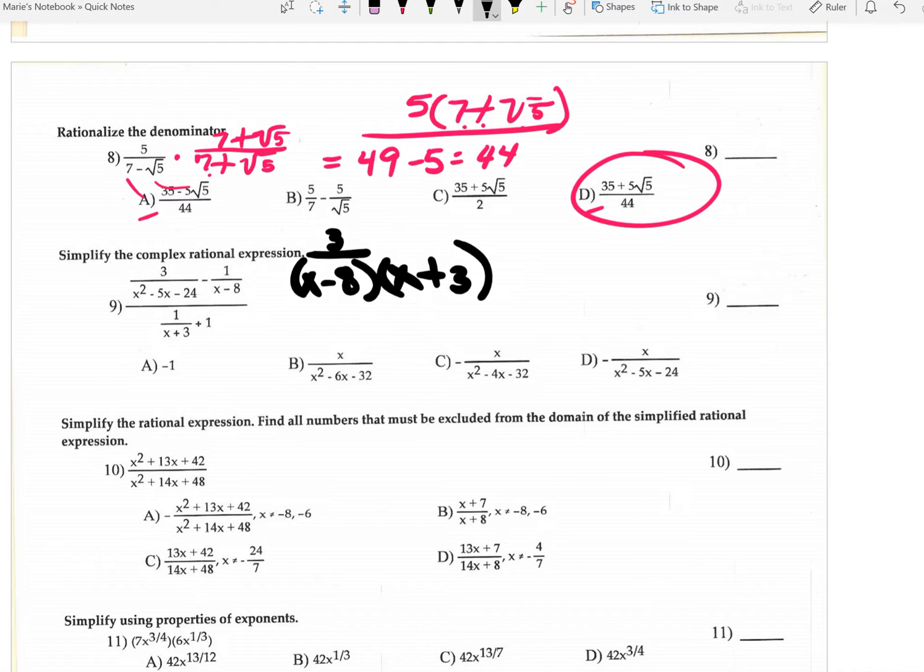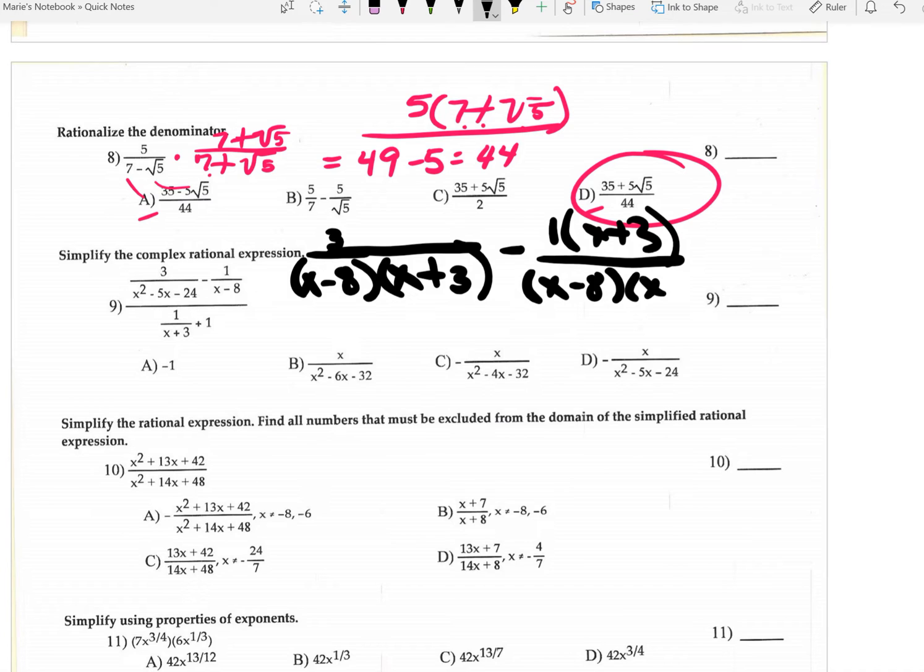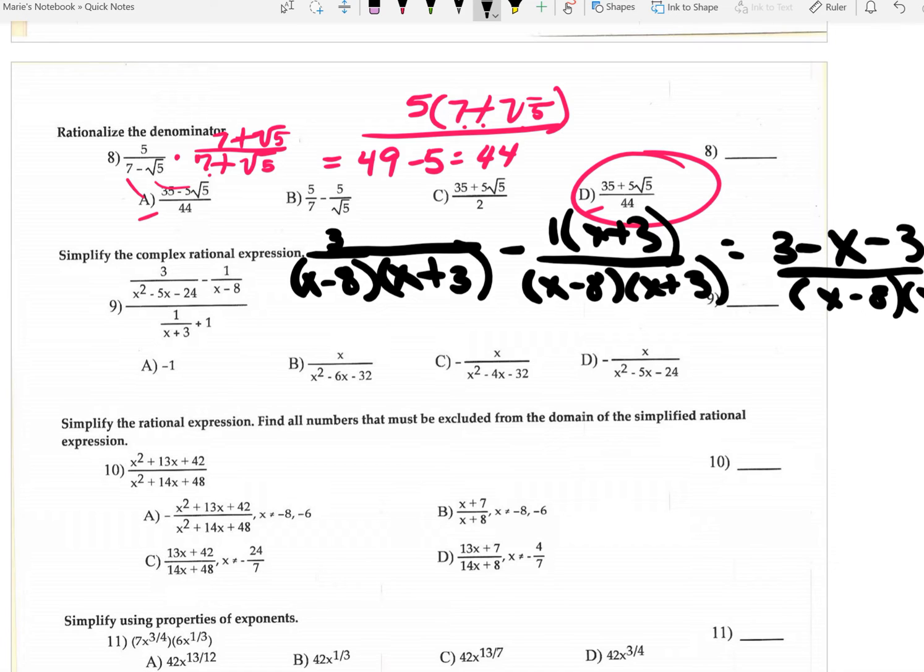And I think that works. And this is minus 1 times x plus 3. And believe it or not, this is over all of the same stuff because I just distributed by doing that. So this is basically x minus 8 and x plus 3. So I have just built this up, and now I have the numerator, which is going to look something like 3 minus x minus 3 over x minus 8 and x plus 3.